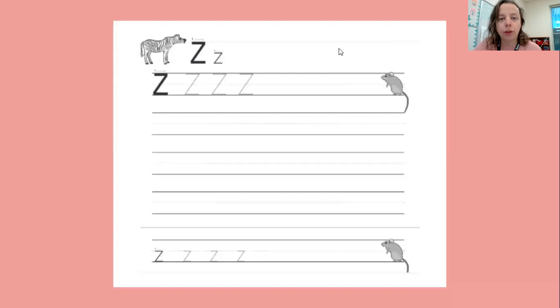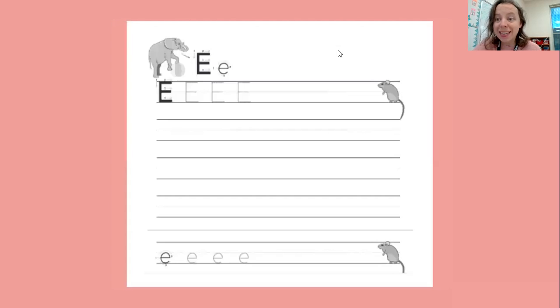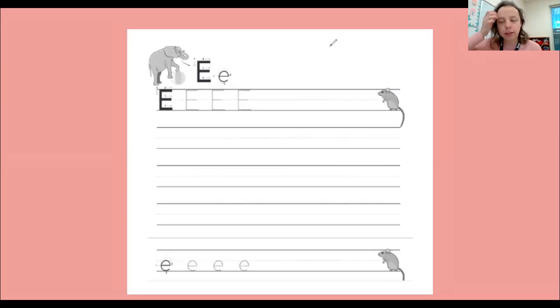All right, let's move on to the next one. E. E says eh as in elephant. All right, let's take a look at this one. Uppercase E is all straight lines as well. So you start at the ear line, come straight down to the foot line. Then you come back up to the top. You go across, go to the middle, across, go to the bottom, across.